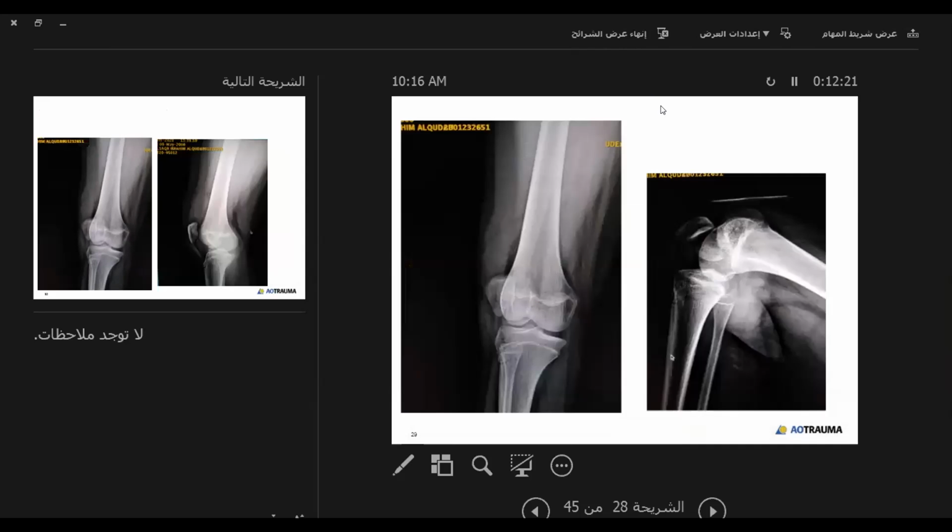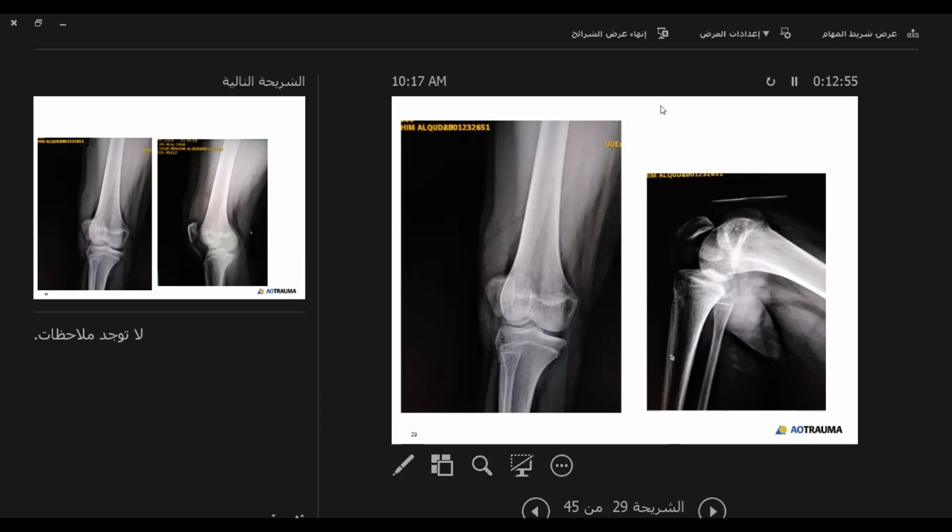The other case is a relative of mine. She is a 10-year-old female patient. She fell down, slipped on the ground of her house, and was brought to the emergency room with this initial X-ray. Really, I saw this X-ray and the patella location is abnormal. It is dislocated laterally.